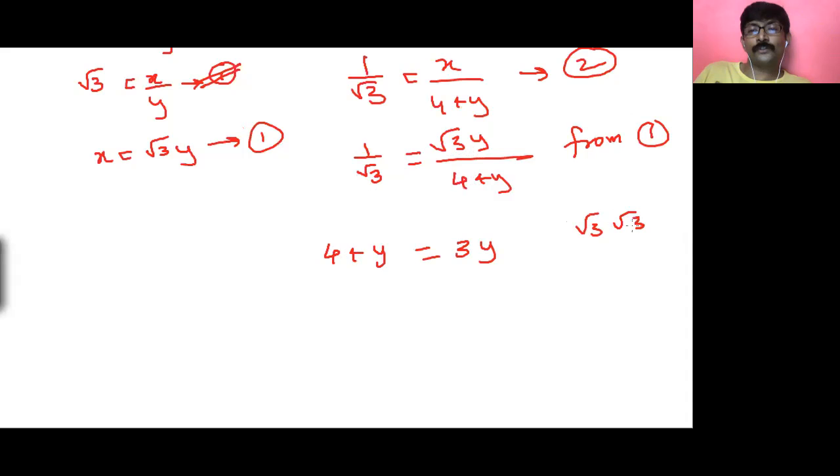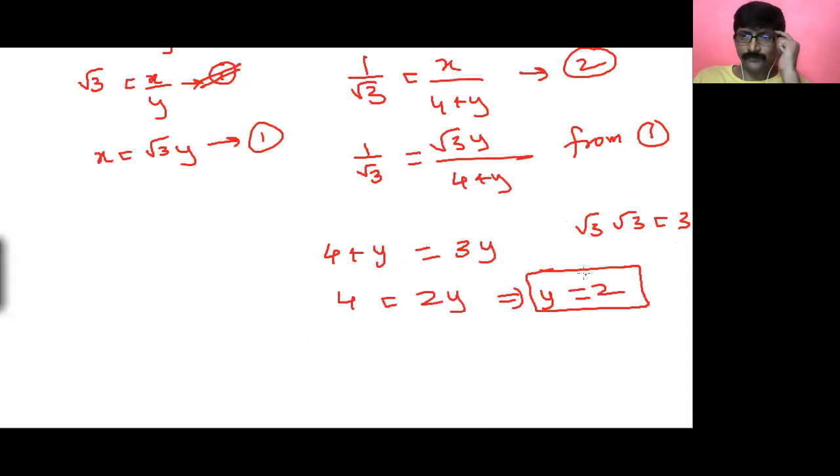√3 into √3 makes 3. Remember this, students. So ये क्या बन जाएगा, ये y इधर आ जाएगा, तो ये बन जाएगा 4 is equal to, ये यहाँ पर आ जाएगा, सब्ट्रैक्शन हो जाएगा 3y minus y, 2y. So y की वैल्यू क्या बन जाएगी, that makes y is equal to 4 divided by 2, ये बन जाता है 2. Do it very carefully, students, it's very easy.